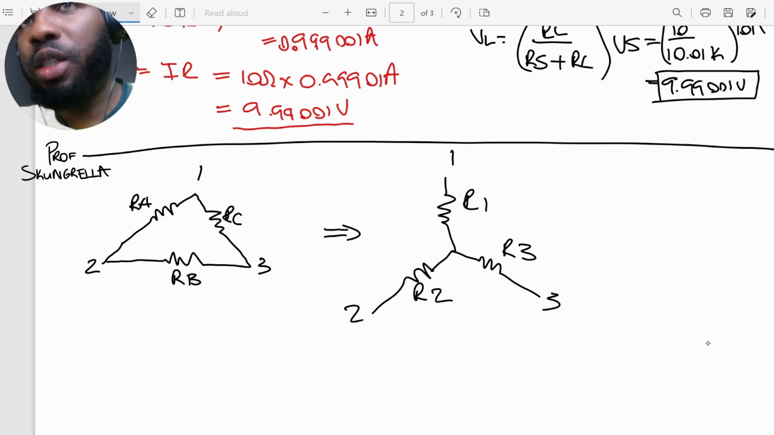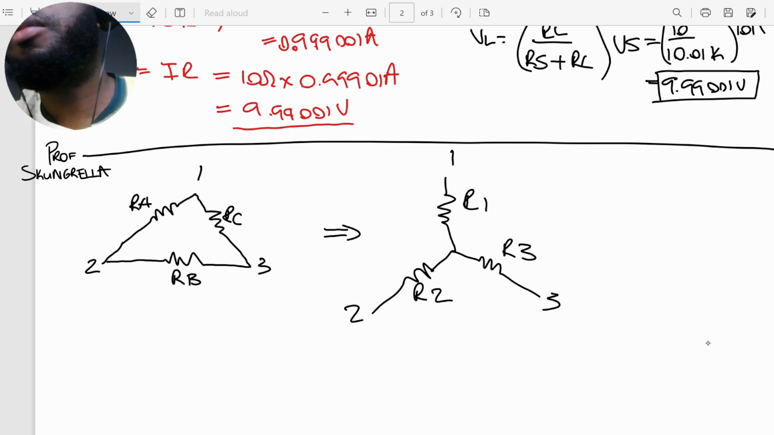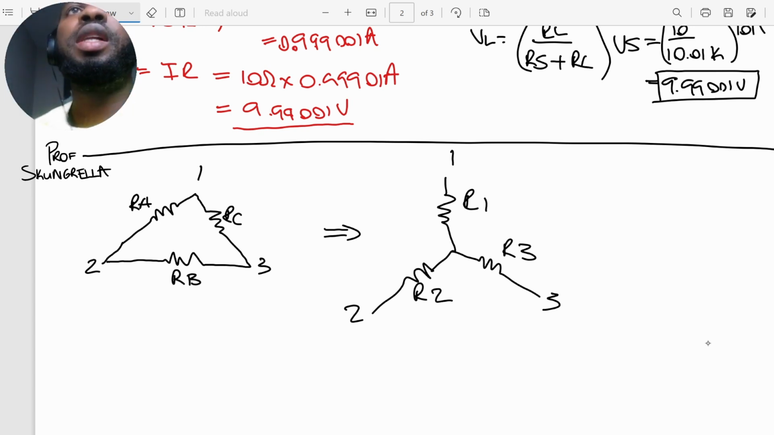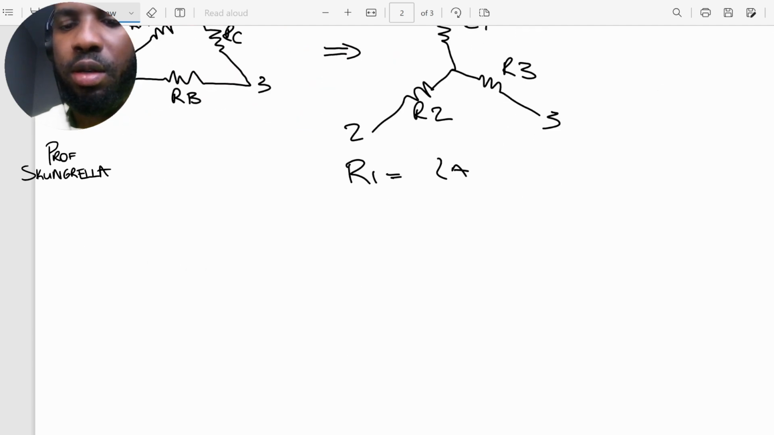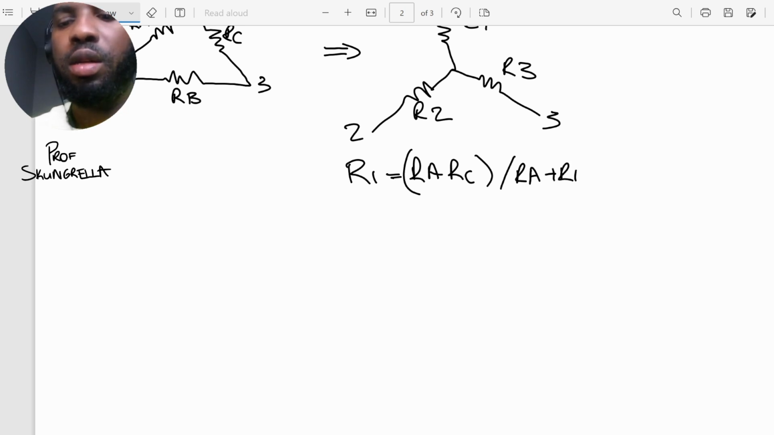Now this is very important, especially when we look at power circuits or three-phase circuits. There are some standard equations that you will use to obtain R1, R2, and R3. I'm just going to put down the equations quickly. R1 is going to be equal to RA times RC divided by RA plus RB plus RC.